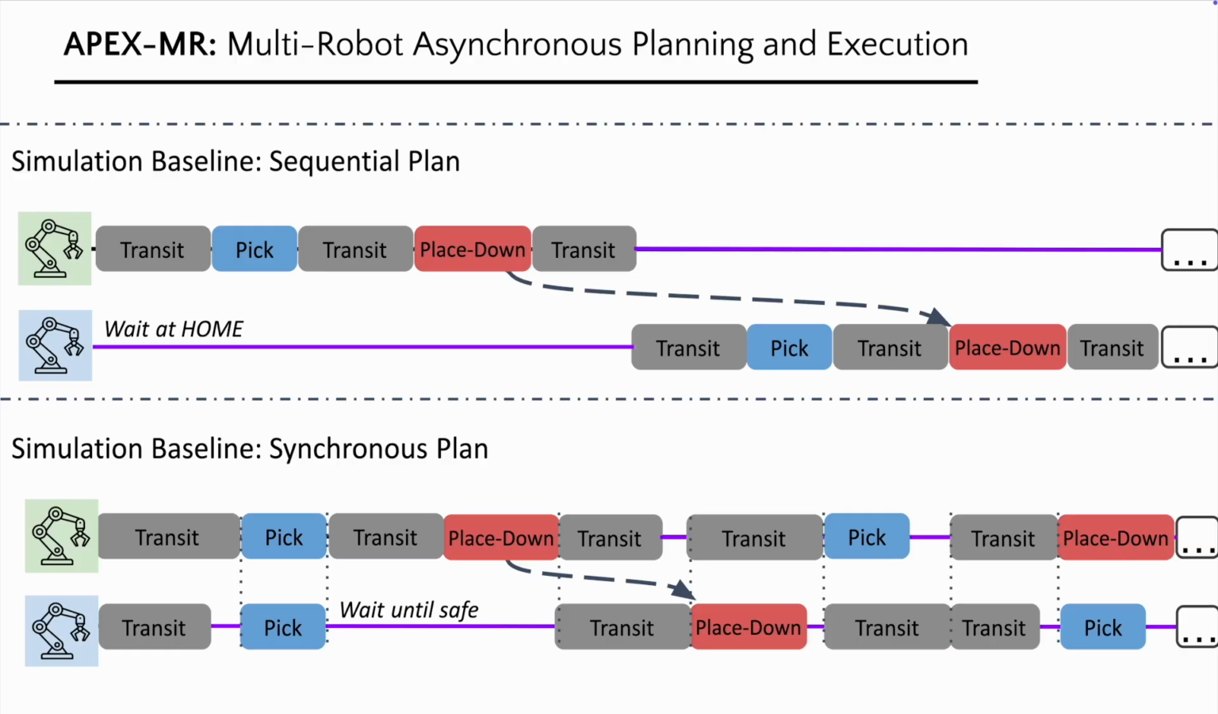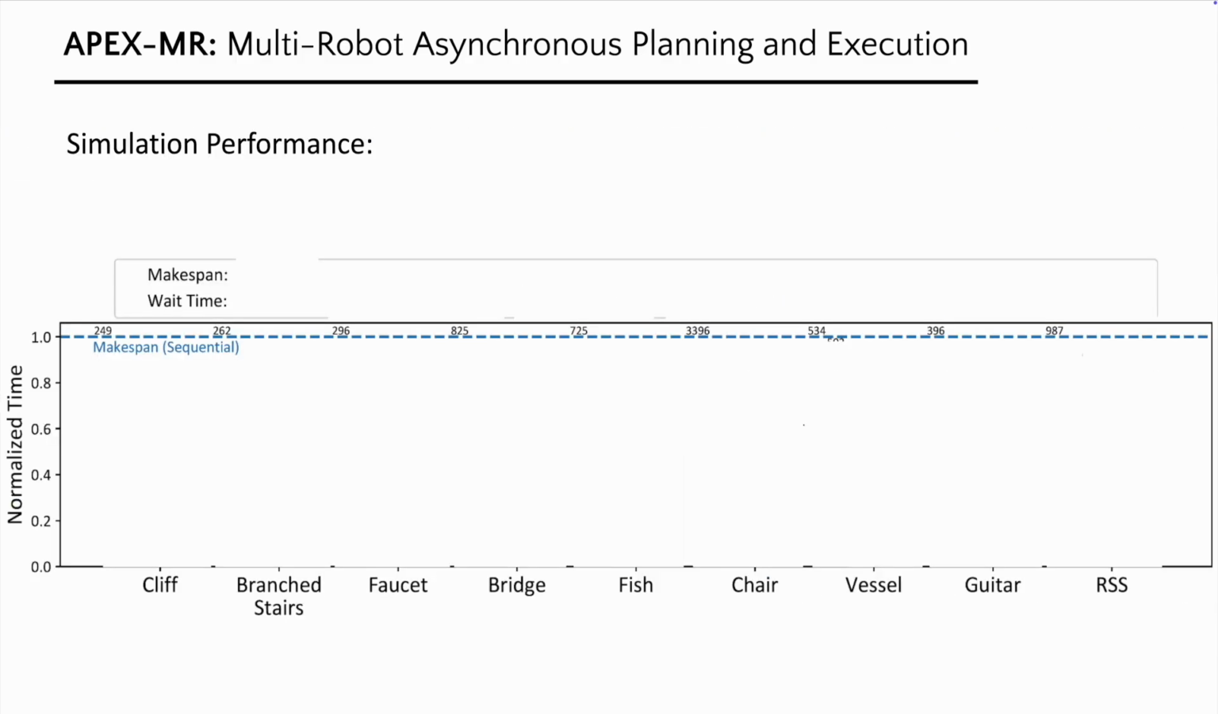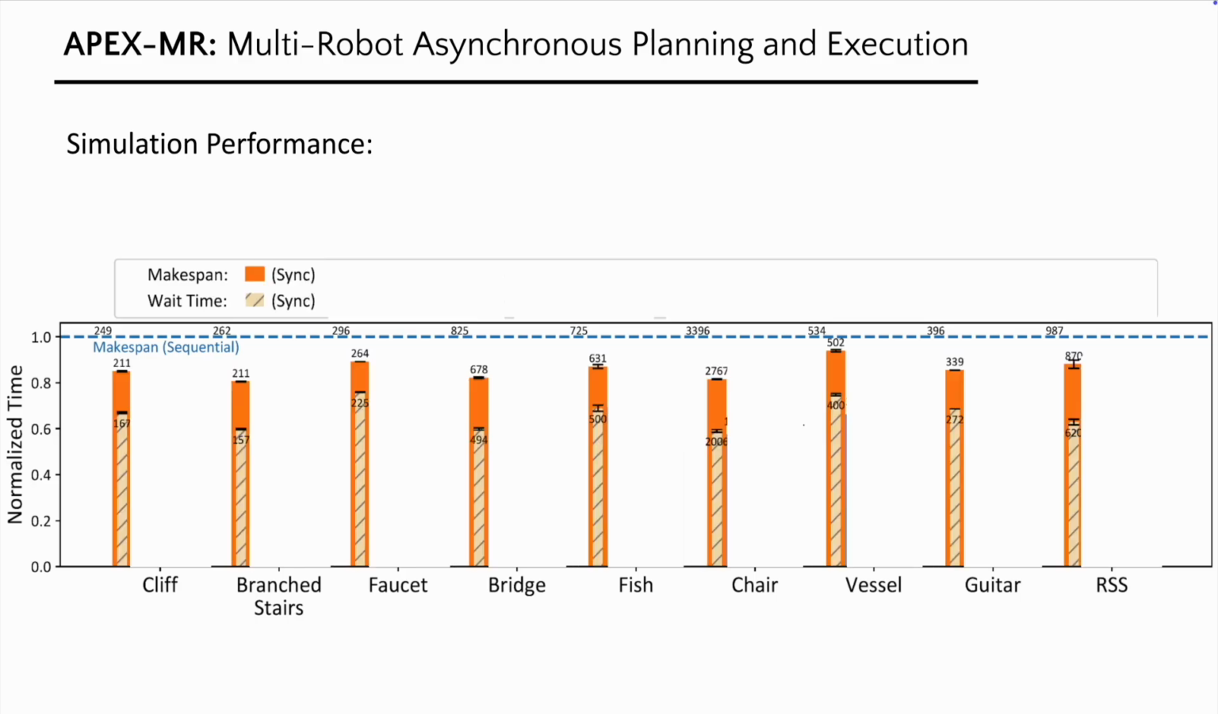We use 2 metrics to evaluate the performance of Apex MR. The first is makespan, which is the total time from start to end for executing all of the robots. The second is wait time, which is the amount of time any robot spends waiting instead of moving. We first compute the makespan of sequential planning, which we normalize to 1 and plot on the dashed blue line. Synchronous planning performs a bit better than sequential planning, but the wait time can still be significant.